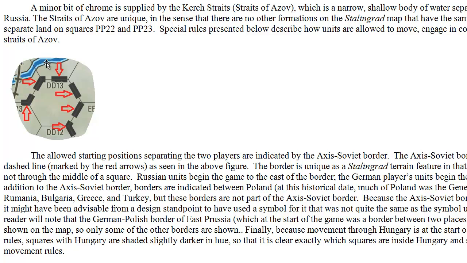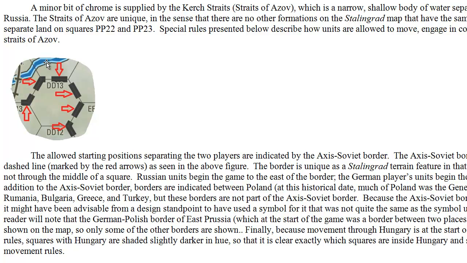Now, you have to become a little careful on this because there are several other national boundaries. Hungary has boundaries on each side. There is a boundary between Romania and Greece and Bulgaria. There are a bunch of boundaries in there that are not the Axis-Soviet border.